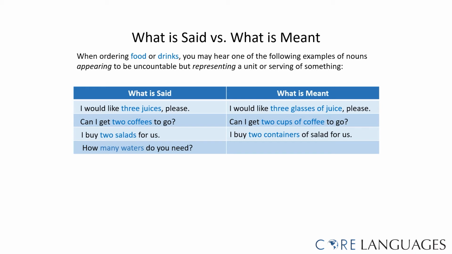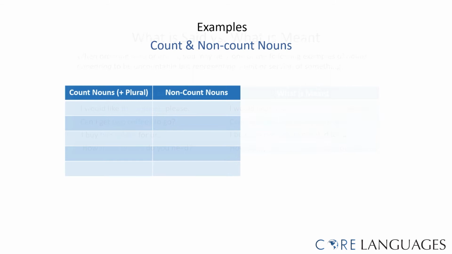We might also say, how many waters do you need? Again, this is technically grammatically incorrect. What is meant is, how many bottles of water do you need? Or how many glasses or cups of water do you need? Here are a few more examples of countable and uncountable or non-count nouns side by side. For example, the car. You can say, I have 2 cars.